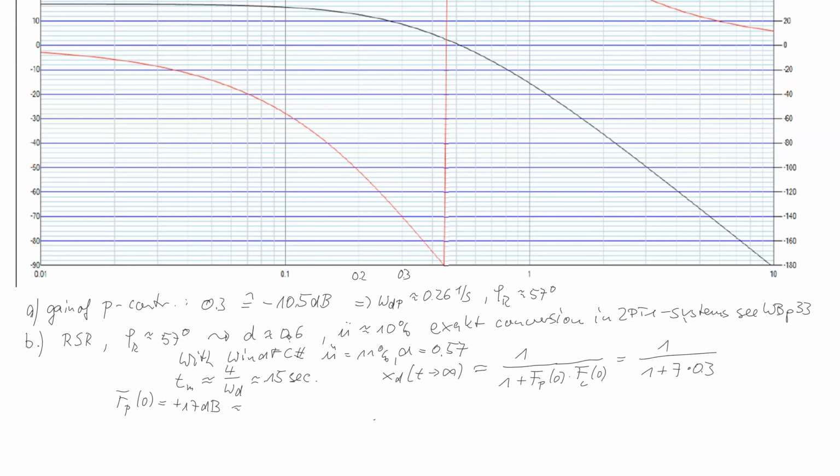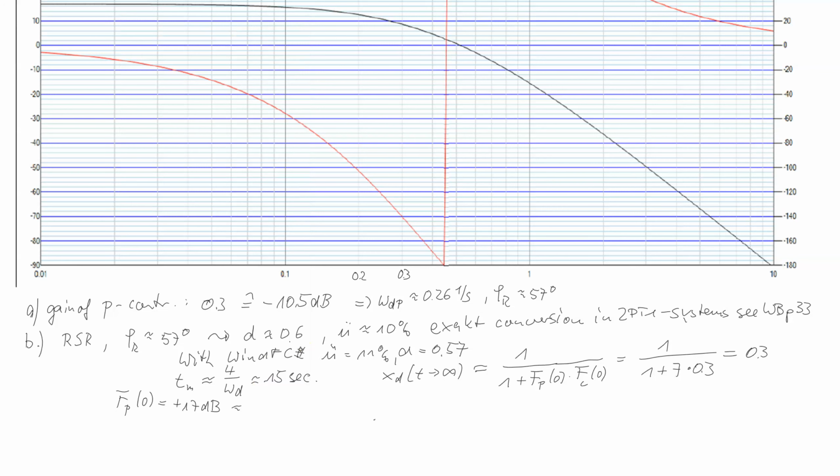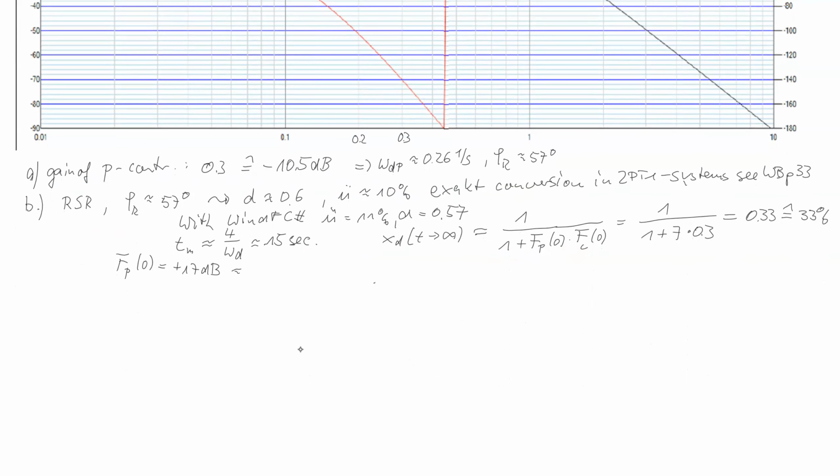So we can calculate the control error, which is this times 0.3 plus 1. This is the denominator. Inverted gives 0.32. This is equivalent to 33% error. So there's a rather large error, and with this we can easily calculate or draw a reference step response of the P controller.